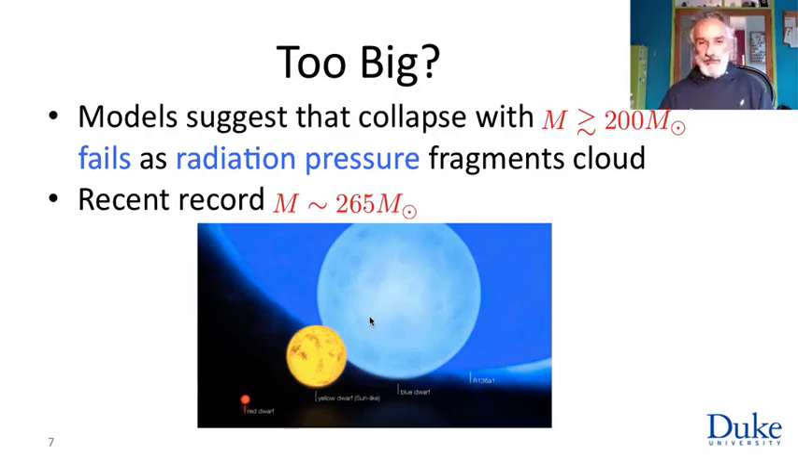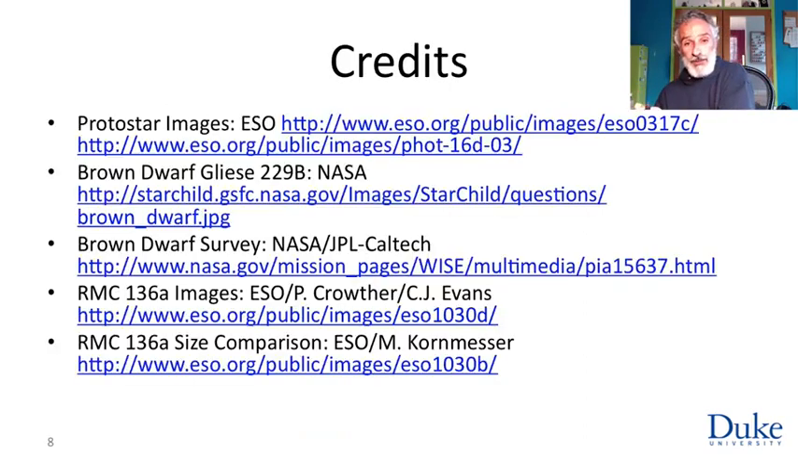So the current limits are that stars can form with masses up to about 250 solar masses. This is still very, very rare. Above that, radiation pressure will fragment the cloud. So we understand what the main sequence is and where these stars come from. We'll pick it up at the end of the main sequence lifetime in the next class.